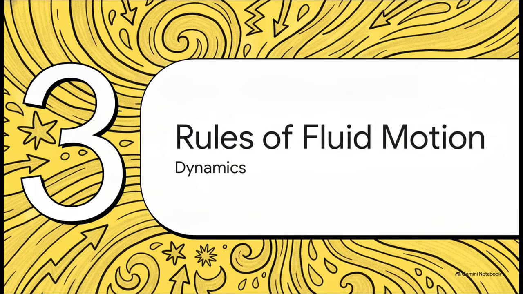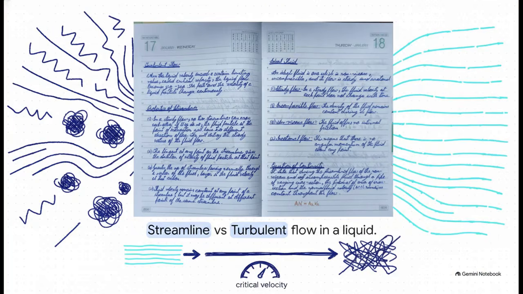All right, Section 3, the rules of fluid motion. When we set fluids into motion, they typically choose one of two paths. First, you have a steady, streamlined flow. Think of this like a highly organized parade of particles, where absolutely no two paths ever cross. Every single particle perfectly follows the one ahead of it. But, and here's the catch, if that liquid speeds up past its critical velocity, that beautiful order entirely breaks down into a chaotic, zigzagging, turbulent mess.